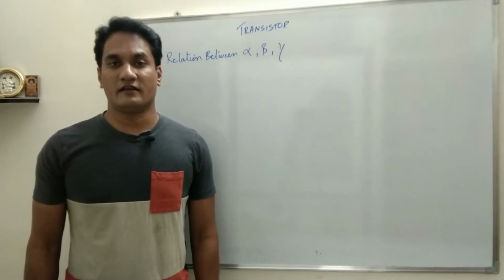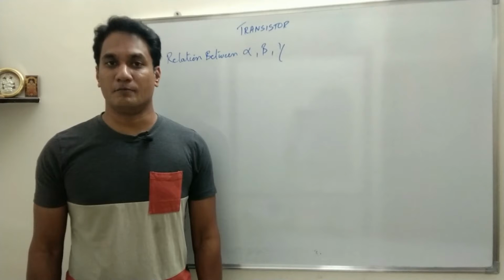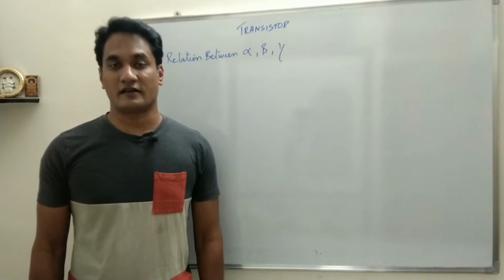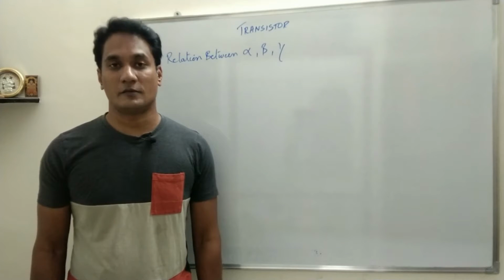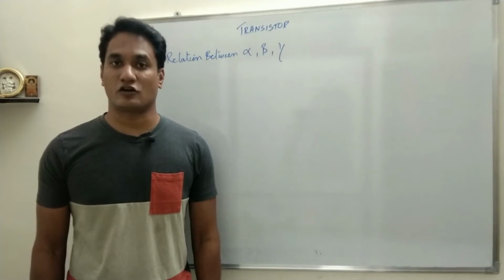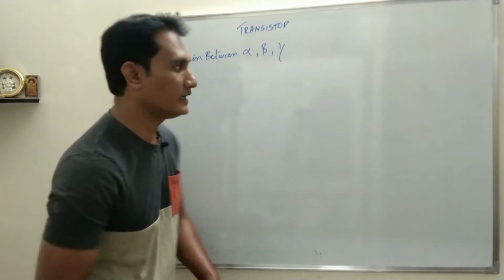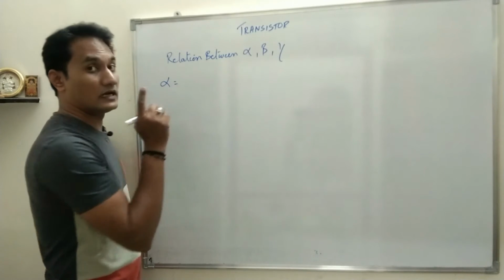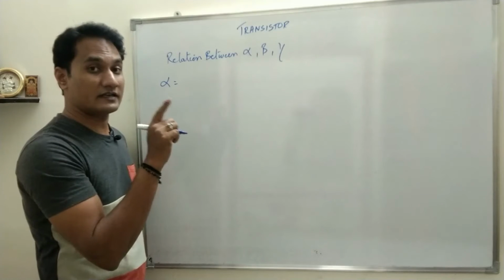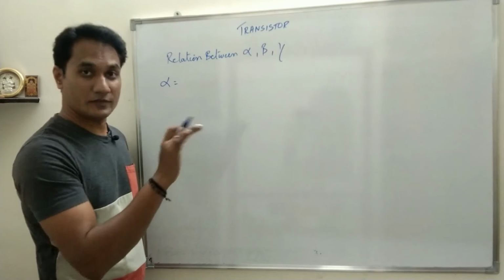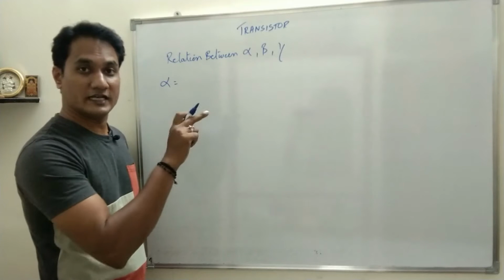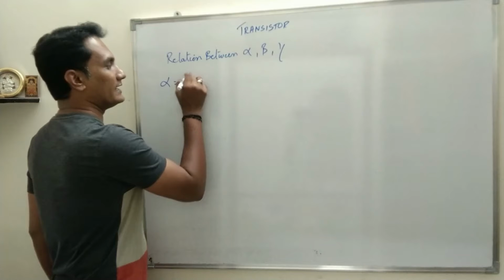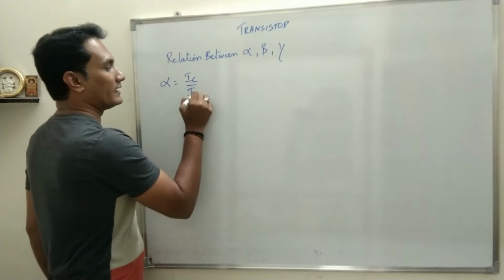Next, we will obtain the relationship between alpha, beta and gamma, which are the current amplification factors for common base, common emitter and common collector configurations respectively. Okay, so what is alpha? Alpha is the amplification factor in the case of common base configuration. Base was common, input was applied between emitter and base, output was taken between collector and base. So it will be IC upon IE.